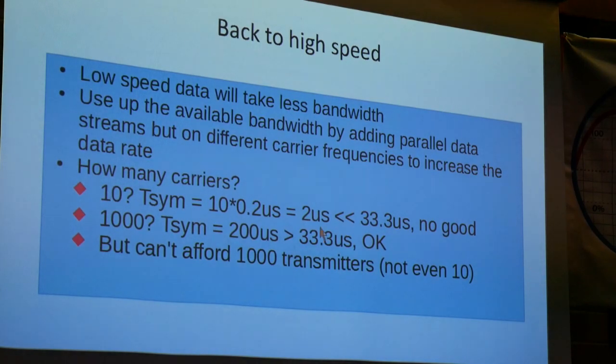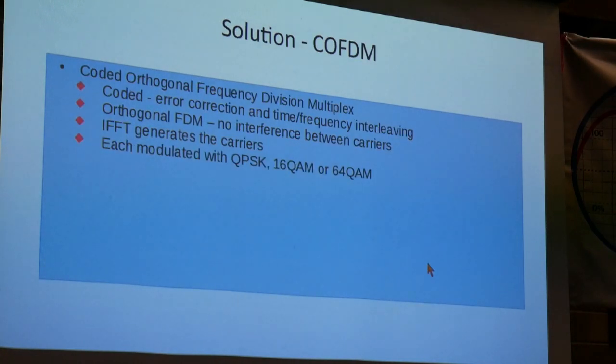But of course you can't actually have 1,000 carriers on 1,000 different transmitters. It's all done mathematically, which is where the fast Fourier transform comes in. An inverse fast Fourier transform mathematically generates all the carriers, each of which in turn is modulated with QPSK or 16 QAM, quadrature amplitude modulation, whichever one you want to use.